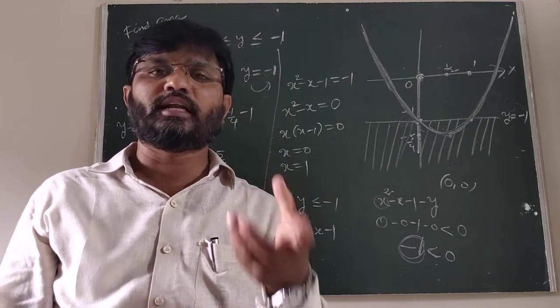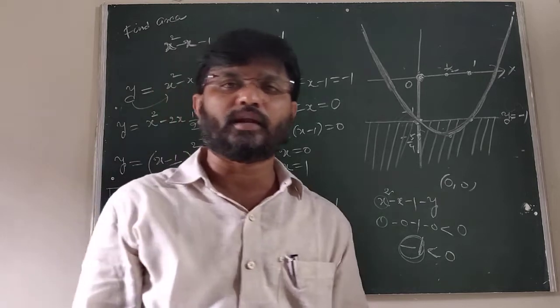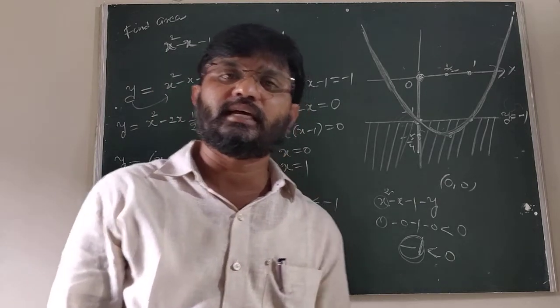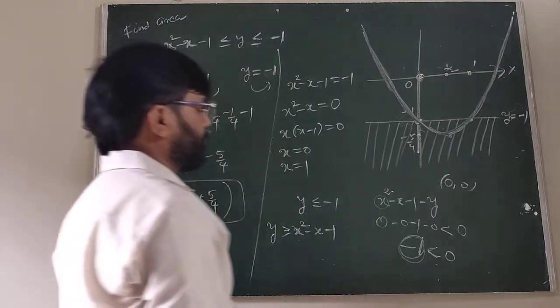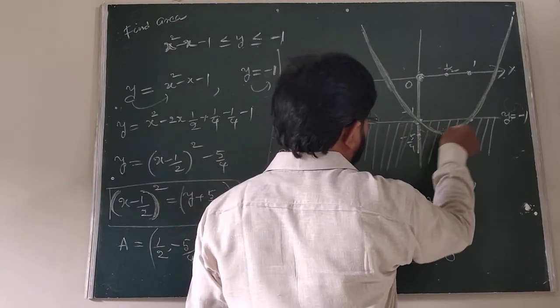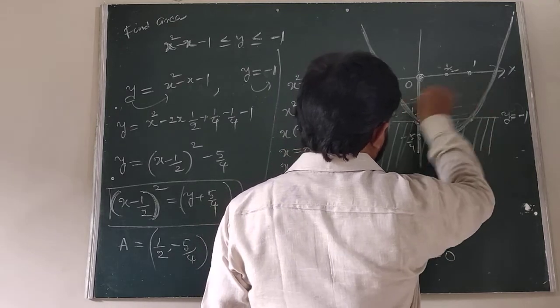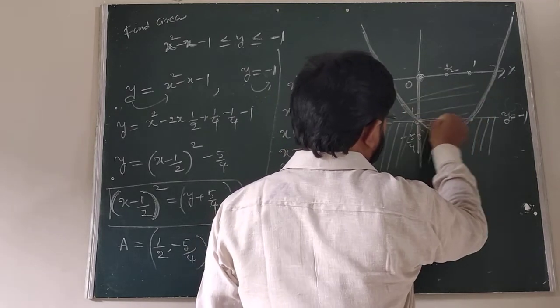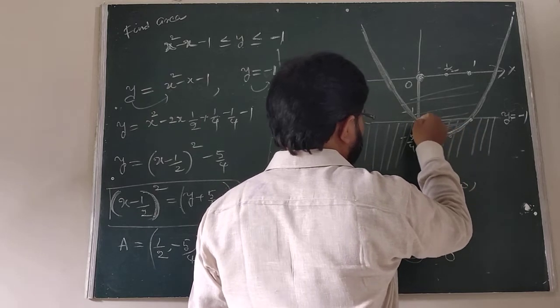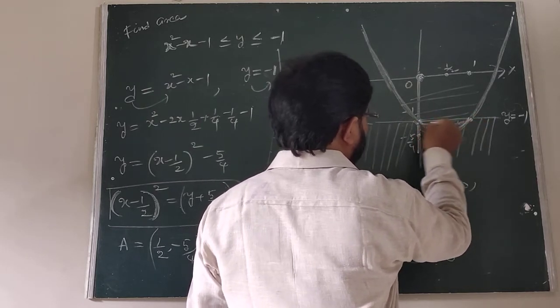S11 greater than 0 lies outside. S11 equal to 0 lies on the parabola. S11 less than 0 lies inside. Therefore, in this region, all the lines are inside. But our common part is here. This is our required area.